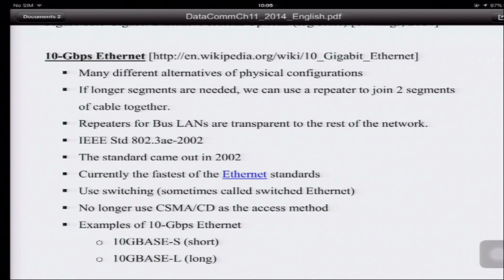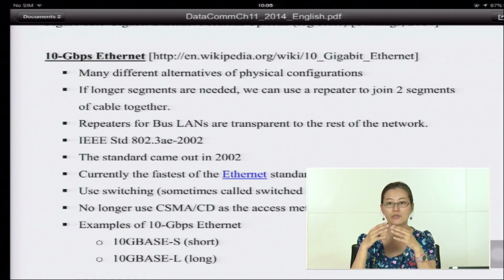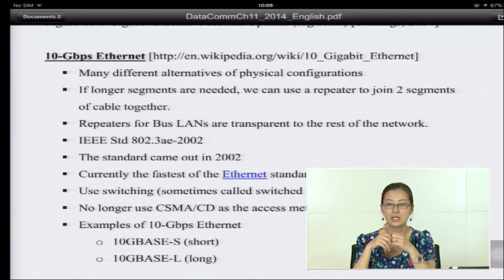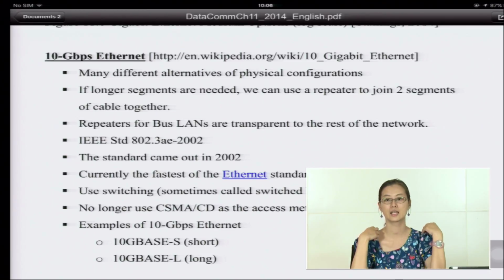There are many different alternatives of physical configuration for this case. If you want to make a bigger LAN with a longer segment, you can use a repeater as I told you in the previous video. We can join segments together by using a repeater, and the repeater will be transparent to the user. The user will think that it's the same LAN, and doesn't know that it comes from a different segment.